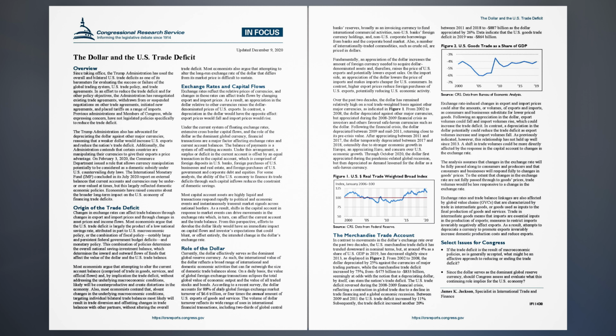The balance of payments is a system of offsetting accounts. Under this arrangement, a surplus or deficit in the current account is offset by an equal transaction in the capital account, which is comprised of foreign deposits in U.S. banks, foreign purchases of U.S. businesses and real estate, and foreign purchases of U.S. government and corporate debt and equities. For some analysts, the ability of the U.S. economy to finance its trade deficits through such capital inflows reduces the constraint of domestic savings.